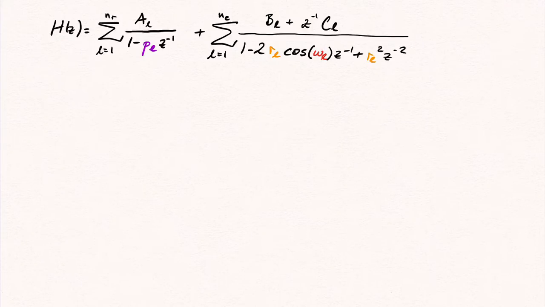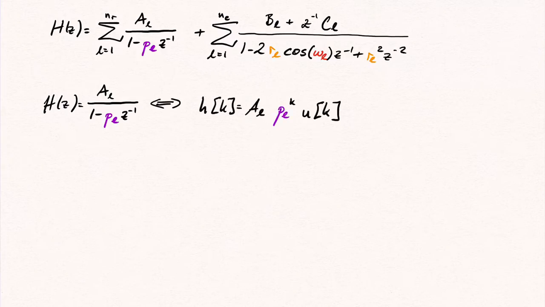The inverse z transform of the term a_l divided by 1 minus p_l times z inverse is equal to a_l times p_l to the power of k times the unit step function, which we know is stable if the pole p_l has a magnitude less than 1.